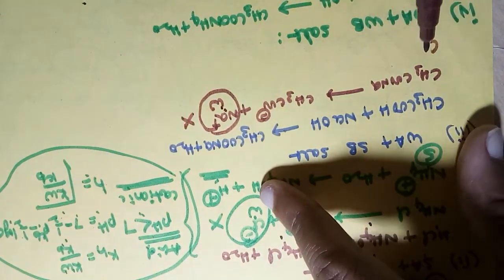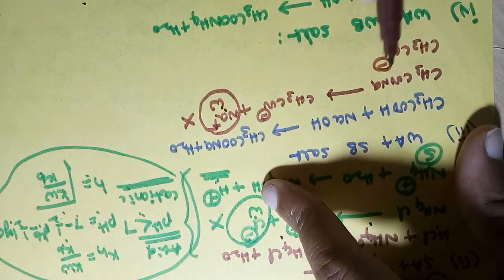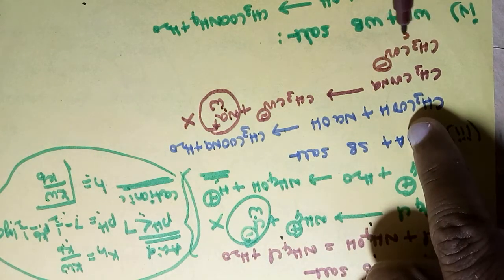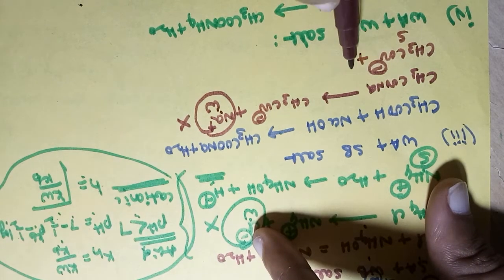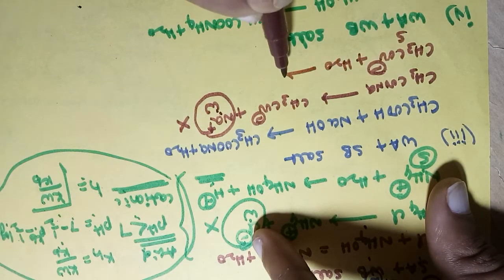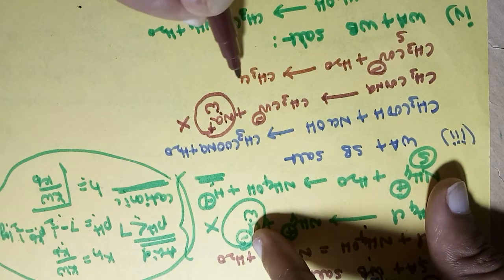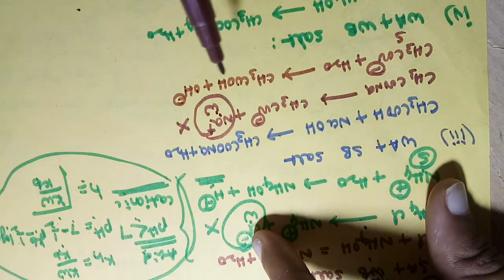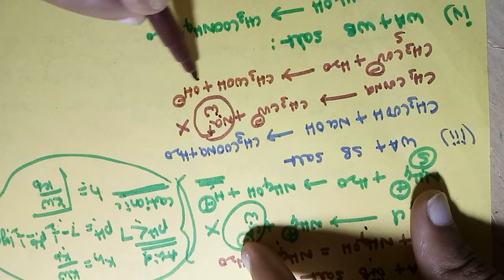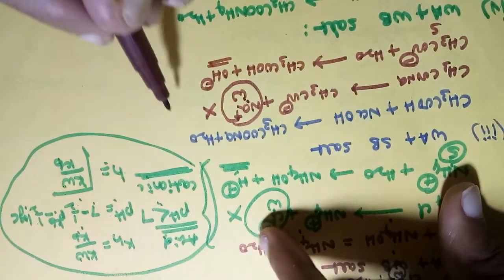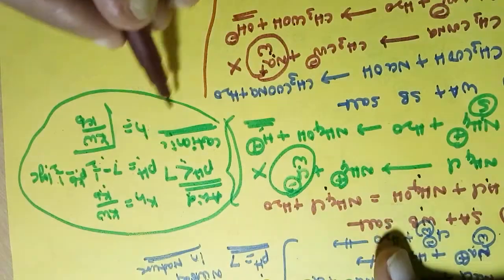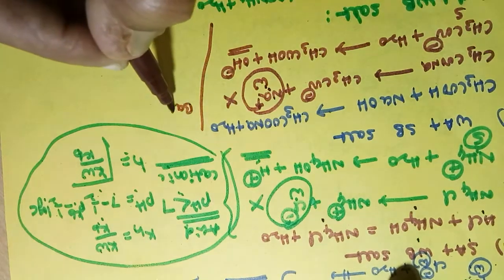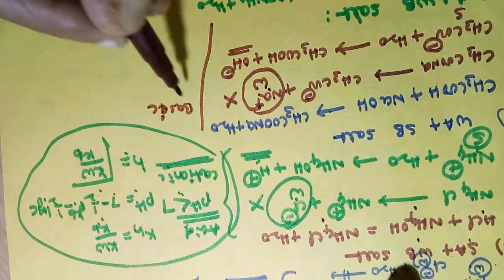Only CH3COO minus is formed from a weak acid. So that's why this is strong, and it is involved in hydrolysis and we will get CH3COOH plus OH minus ions. So in solution OH minus ions are formed. So that's why the solution is basic in nature.